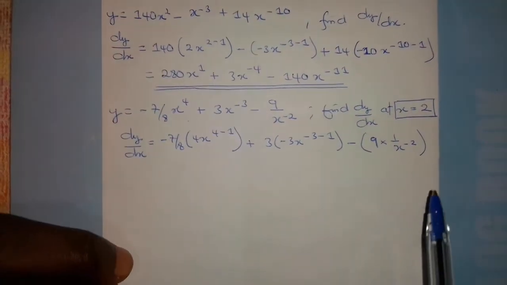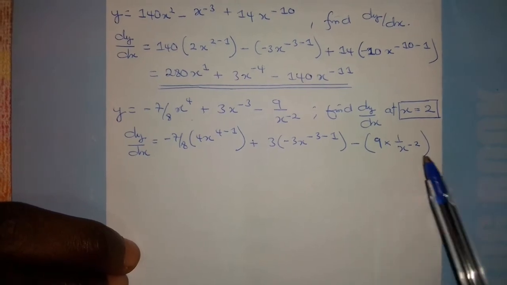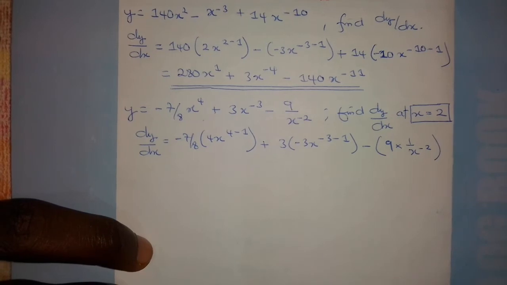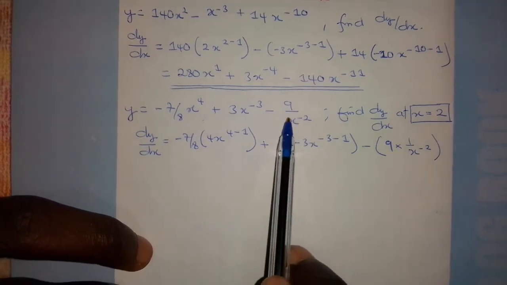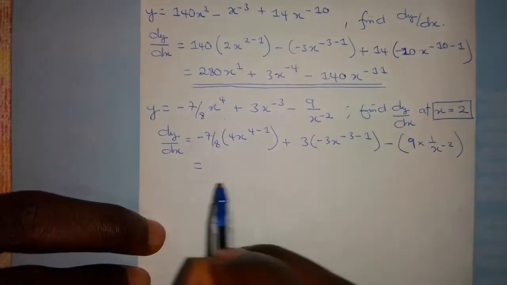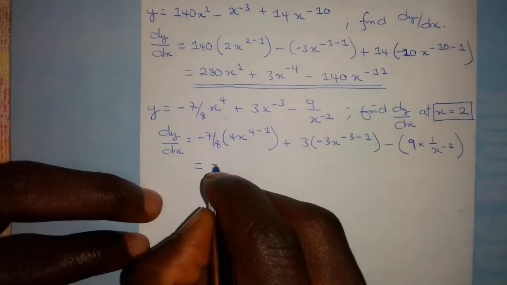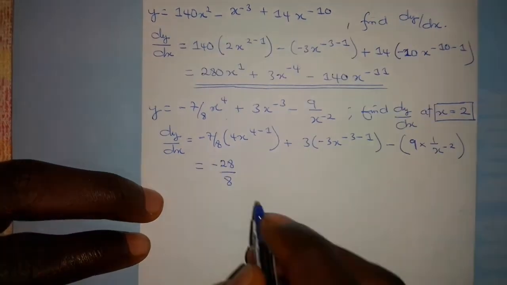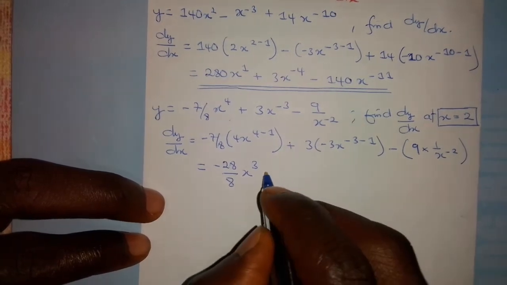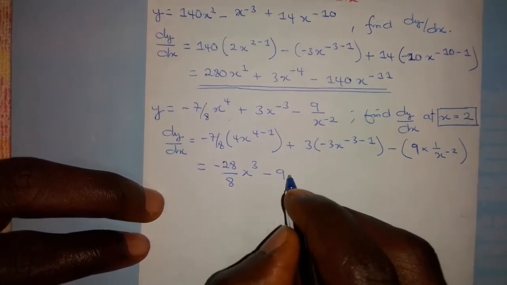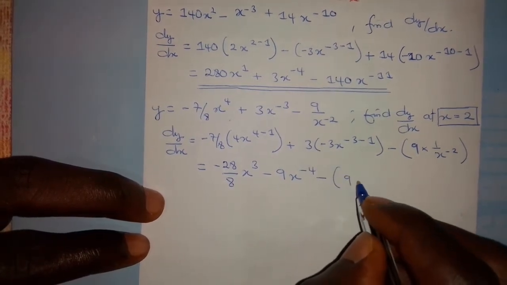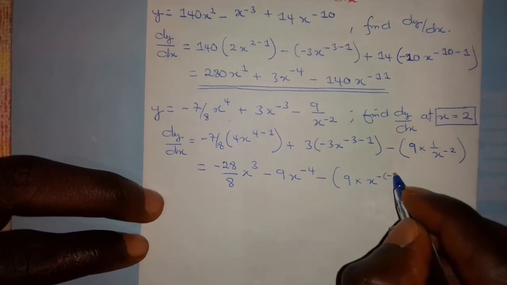Now this case is so serious, you may want to ask, how did this come about? The thing is, if you want to differentiate this, the best way for you to do it is to bring this x raised to the power of minus 2 to the same line as 9 there. So let's go there. If you multiply this by 4, you'd have minus 28 over 8. So we have x raised to the power of 3. Then positive 3 multiplied by negative 3 should be negative 9. x raised to the power of minus 4. And then you have minus 9 times x raised to the power of minus 2.